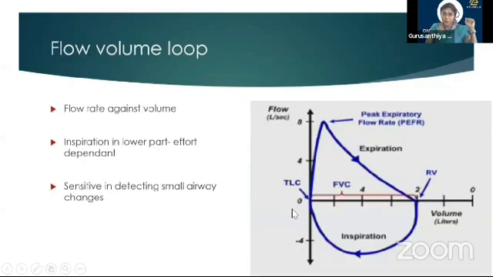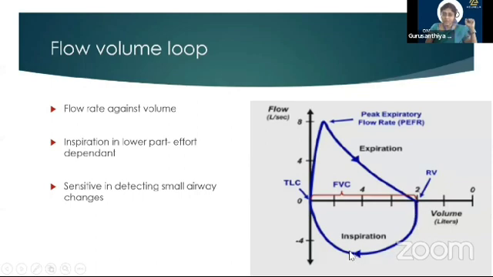Coming on to the flow volume loop, as we have seen in the earlier graph, this is plotted as volume in liters on the x-axis and flow on the y-axis. So that forms the flow volume loop. Here, the inspiration forms the deflection in the lower part. And then the patient expires and that forms the expiratory part of the curve, which is above the x-axis.